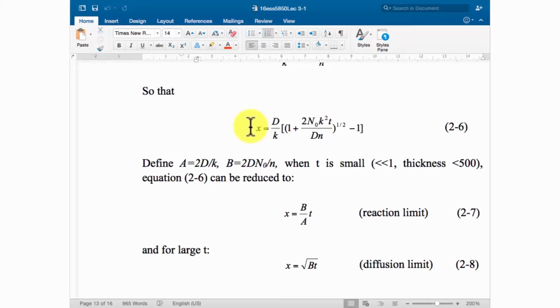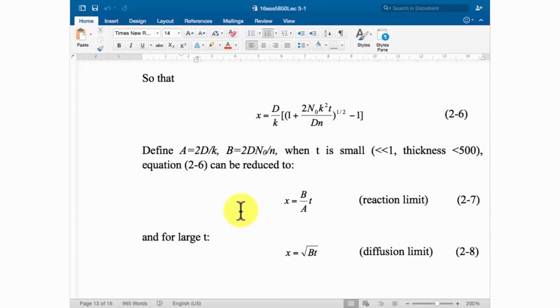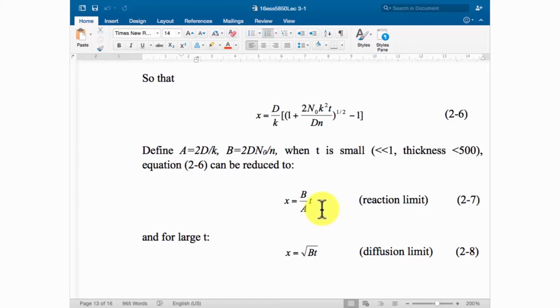So when we look at the equation, we want to look into two extreme conditions to understand the physical meaning. The first condition is when time is very small. That means we just started the process. When time is small, we can use Taylor expansion to expand the whole equation. So we get the first order term, second order term, third order term. We take out the higher order terms and leave only the first order term. So we find that in the final equation, x will be exactly proportional to the time. That means the growth in the beginning is a linear relationship.